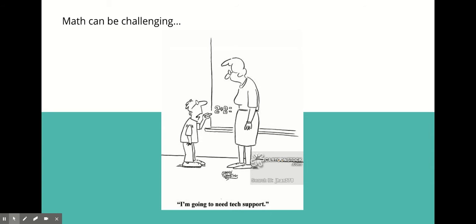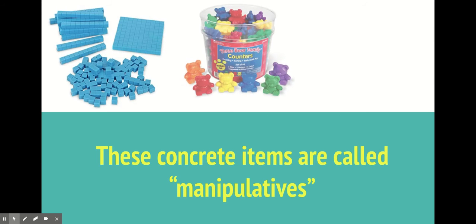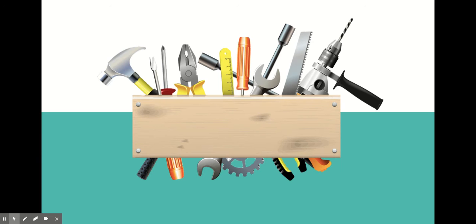Math can be challenging, but we know that when we use CPA, concrete, pictorial, abstract, it makes it easier for our students to understand. We start with concrete and then we move to pictorial. So these concrete items are called manipulatives, and most of us probably don't have a lot of manipulatives at home, but that's okay because we can make them ourselves.